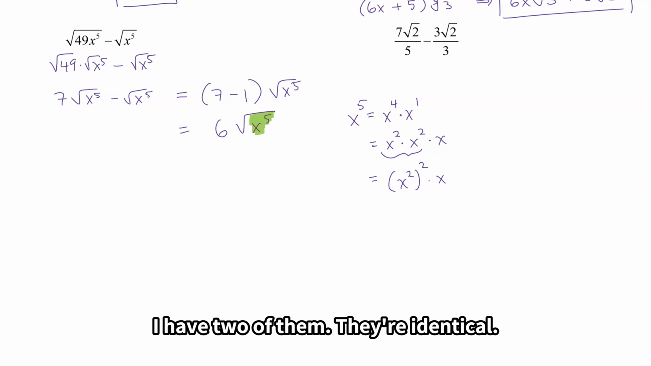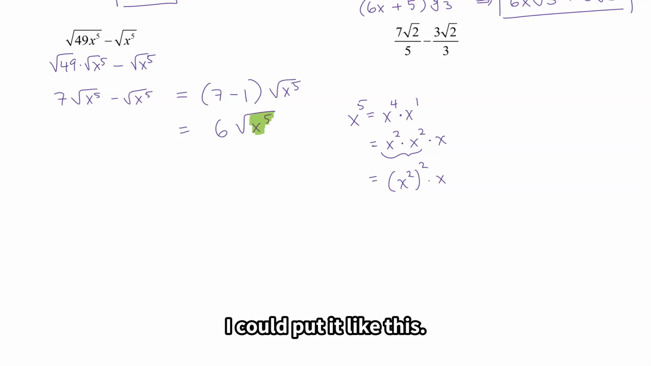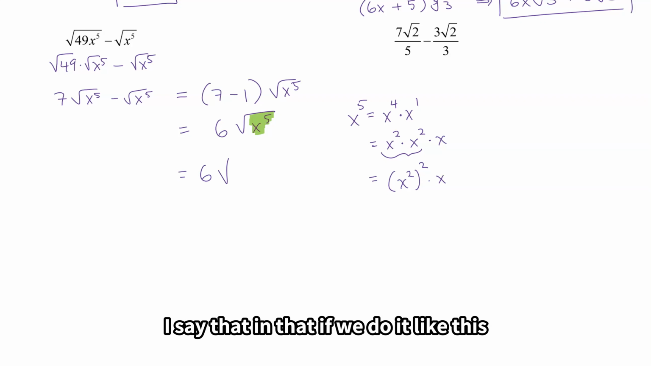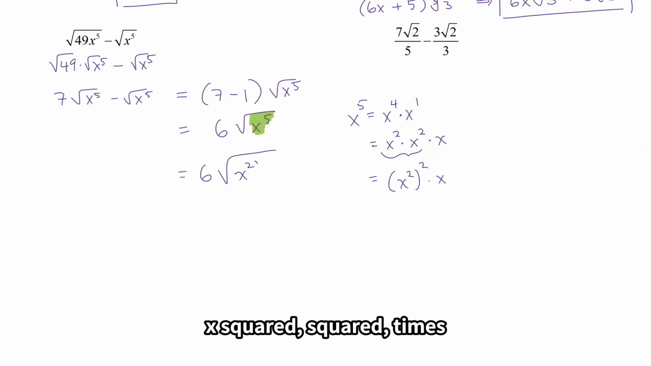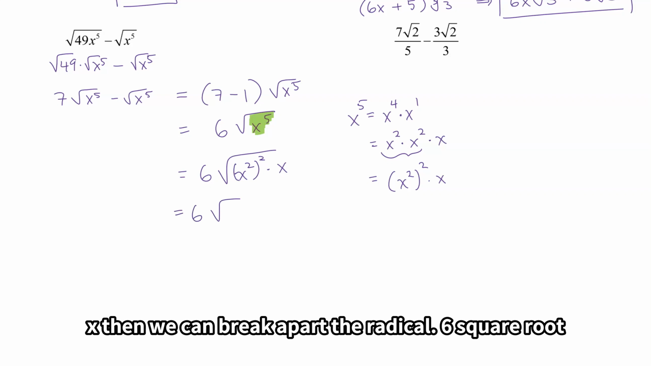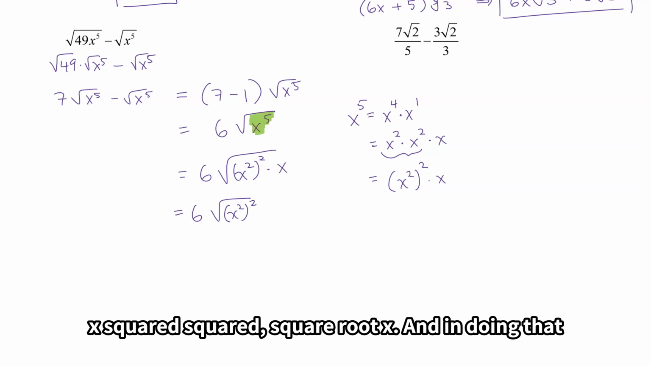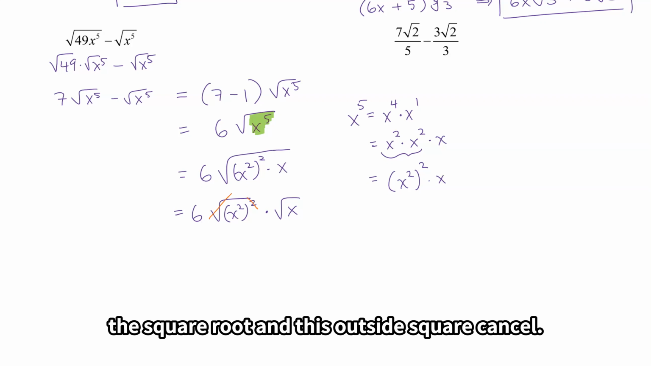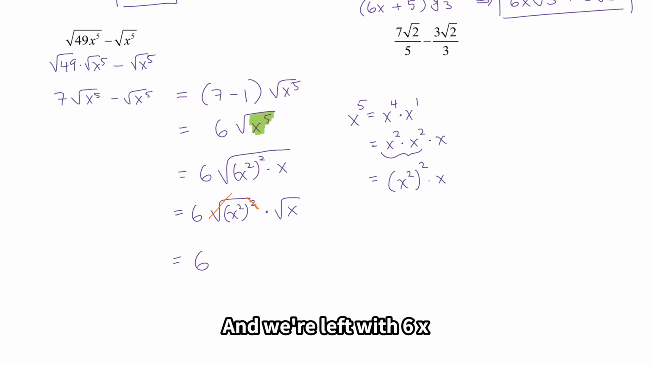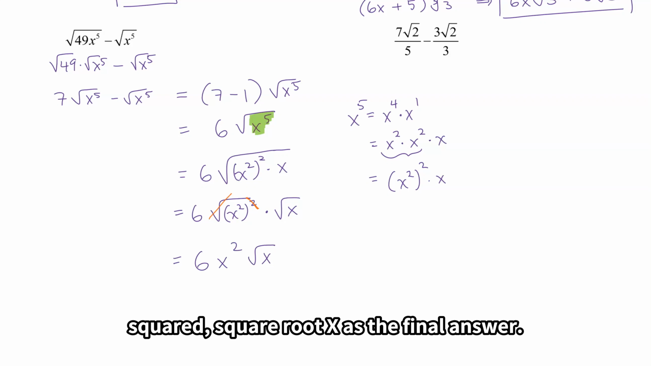Now, with the x squared times x squared, this is really x squared squared. I have two of them. They're identical. I could put it like this. If we do it like this, x squared squared times x, then we can break apart the radical: 6 square root x squared squared times square root x. And in doing that, the square root and this outside square cancel, and we're left with 6x squared square root x as the final answer.